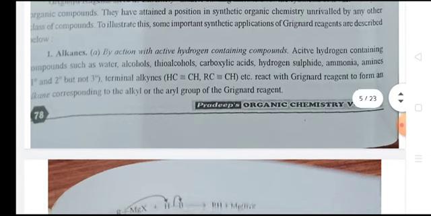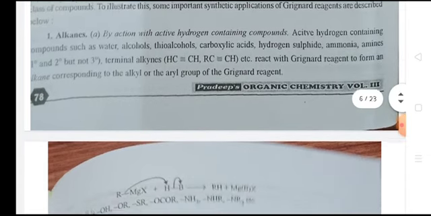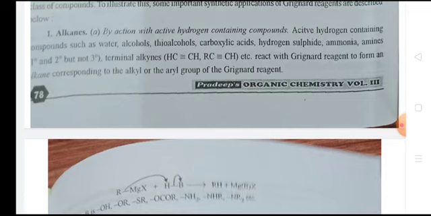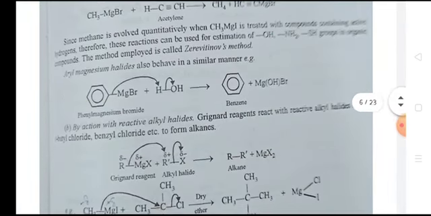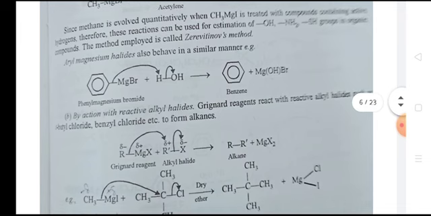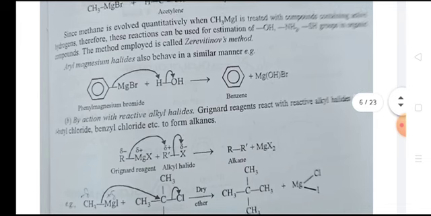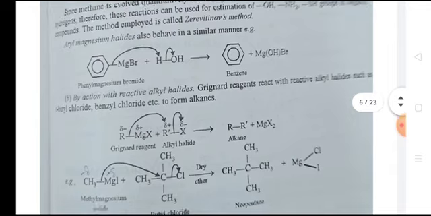First, alkanes, by action with active hydrogen containing compounds. Active hydrogen containing compounds such as water, alcohols, thioalcohols, carboxylic acids, hydrogen sulfide, ammonia, amines, terminal alkynes, etc. react with Grignard reagent to form an alkane corresponding to the alkyl or aryl group of the Grignard reagent. Since methane is evolved quantitatively when CH3MgI is treated with compounds containing active hydrogen, this is used for its estimation.